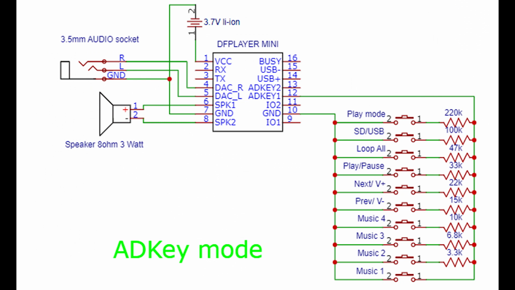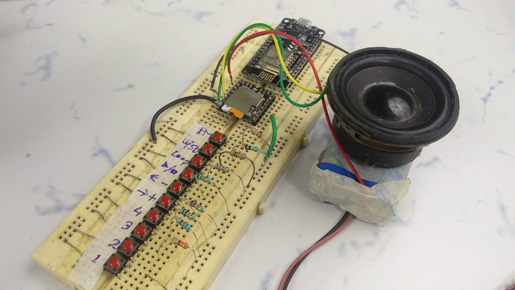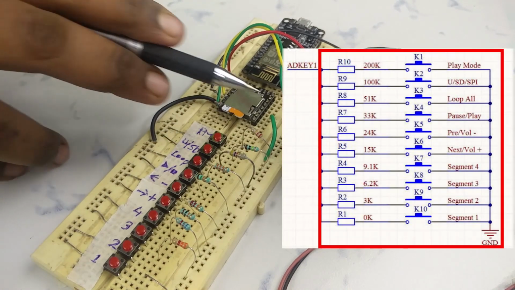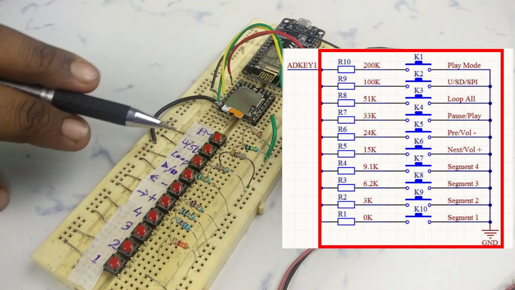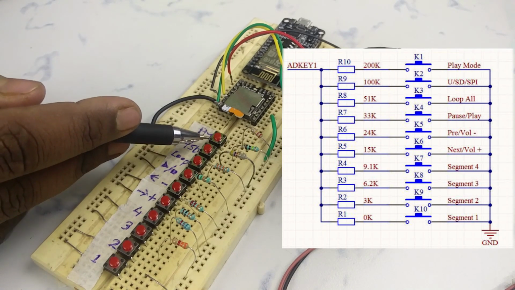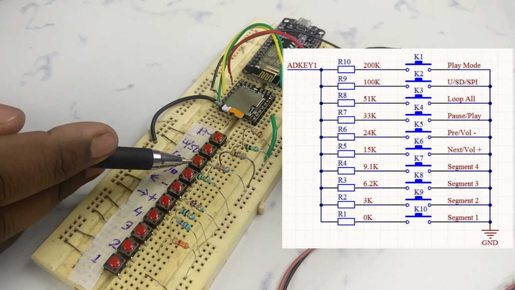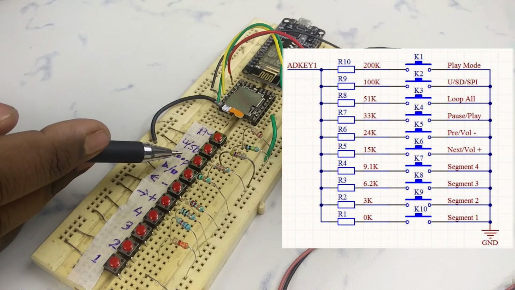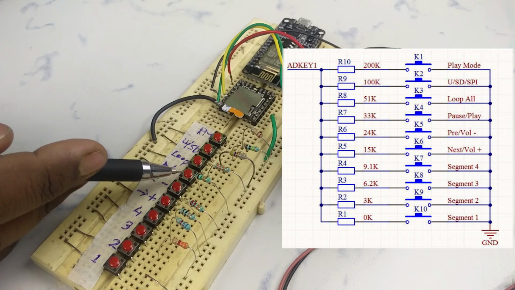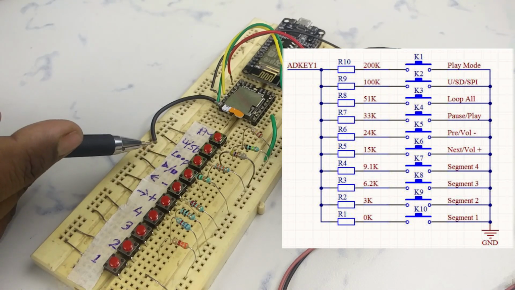And this is the circuit diagram for the AD key mode. I have connected these 10 buttons with pin AD key 1 according to this circuit diagram. I will discuss the functionality of these two buttons later in the video. But the third button is for playing all the music in a loop. Fourth button is for play and pause the music.